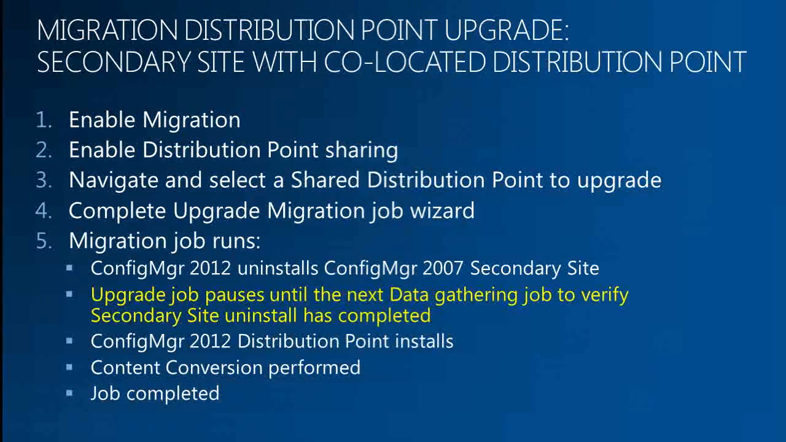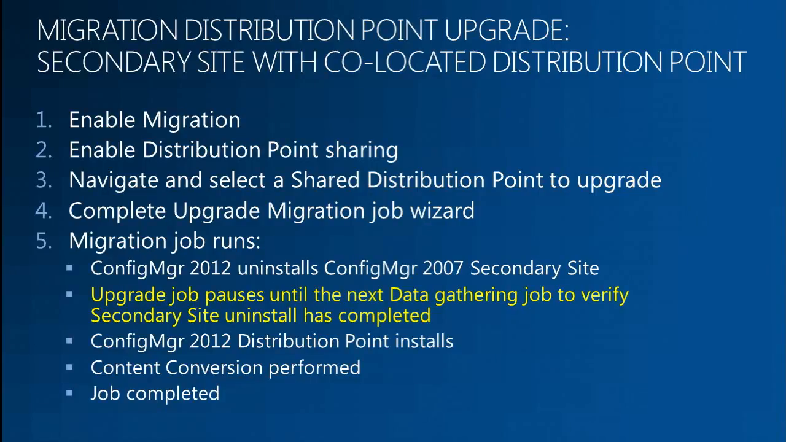So what we actually do is pause that whole action, and we wait for the next data gathering job to happen. By default, it's every 4 hours. Good. You're close, that's why I could hear it. Every 4 hours. So we're going to wait another 4 hours to see if that secondary site had completed the uninstall. And if it has, then we'll move right into deploying the 2012 distribution point.